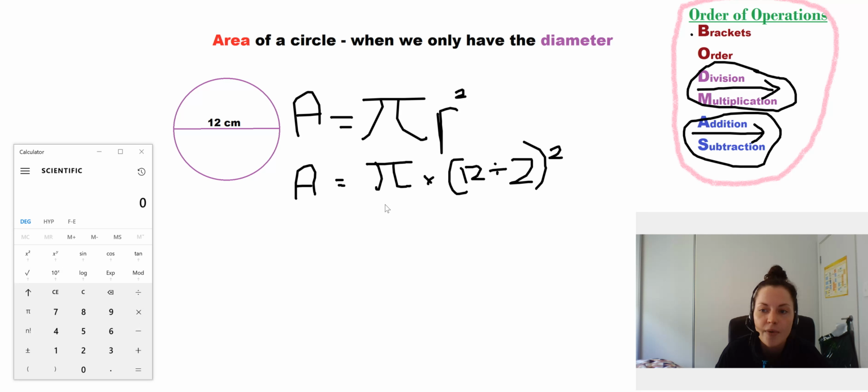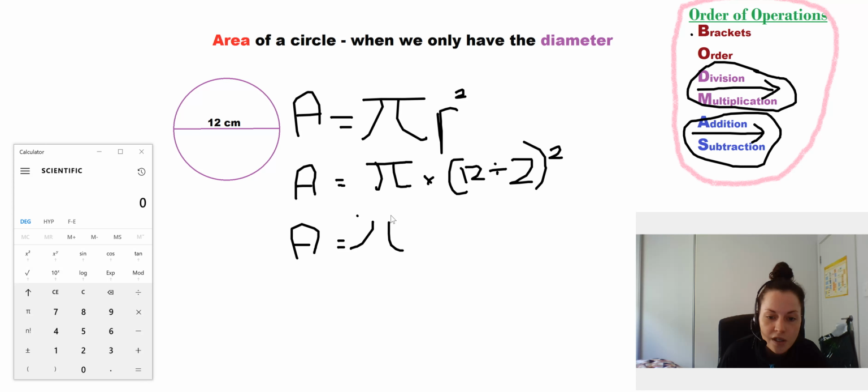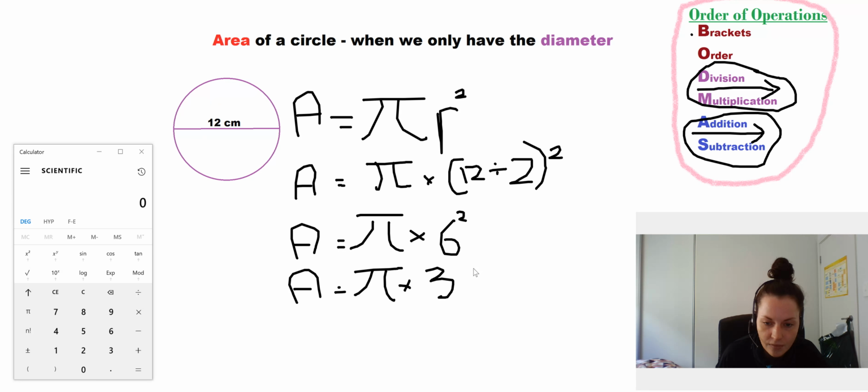So according to BODMAS, we solve what's in our brackets first. So A equals pi times 12 divided by 2 is 6, and then we obviously still have to add our power of 2 in. All right, then we're going to go A equals pi times 6 times 6 is 36. And then we are going to put that into the calculator.